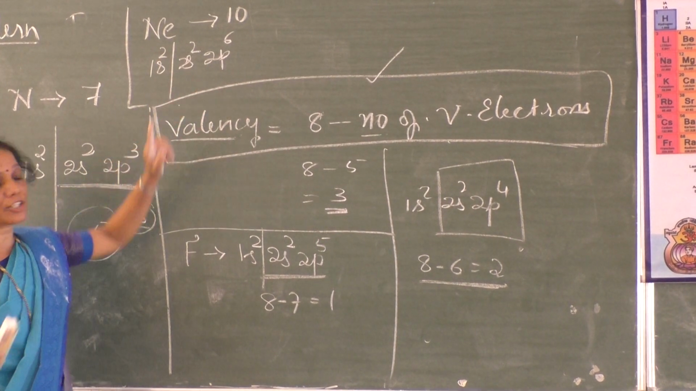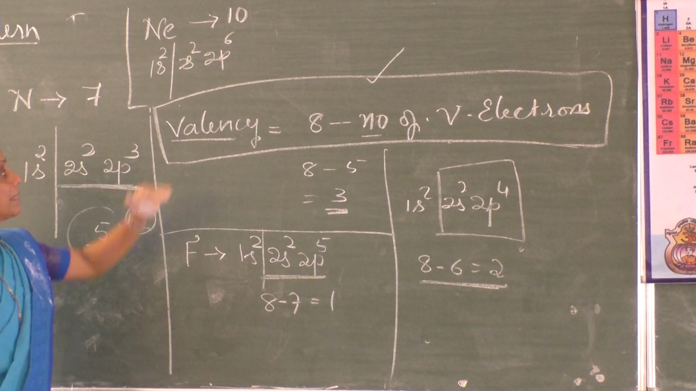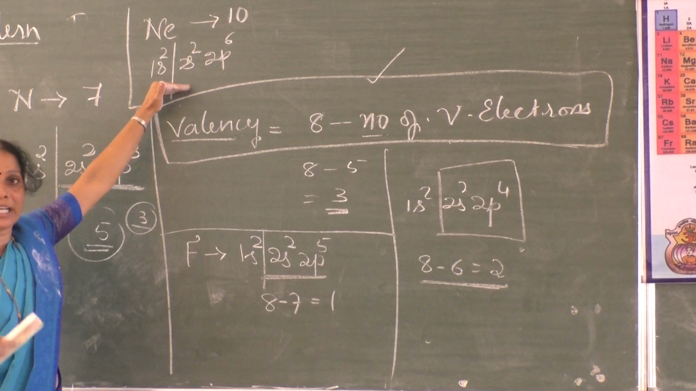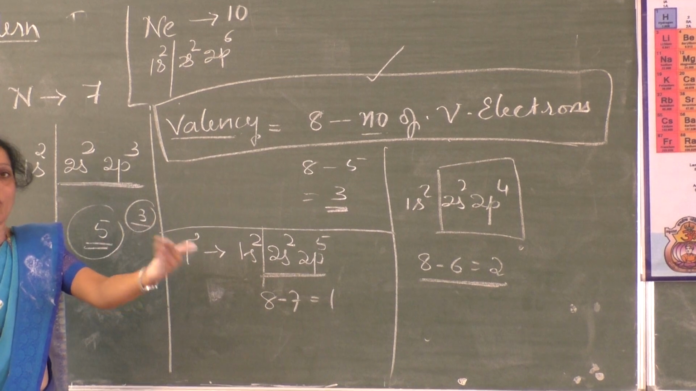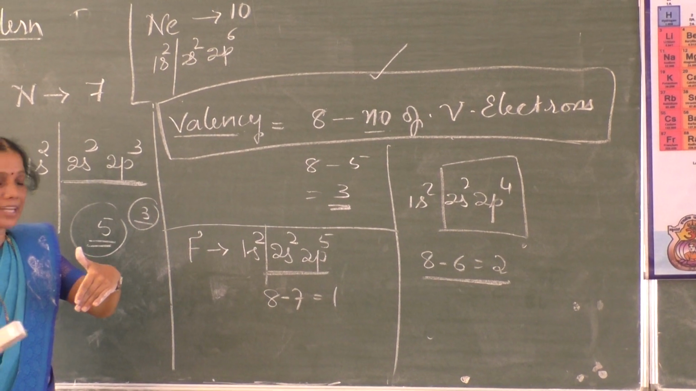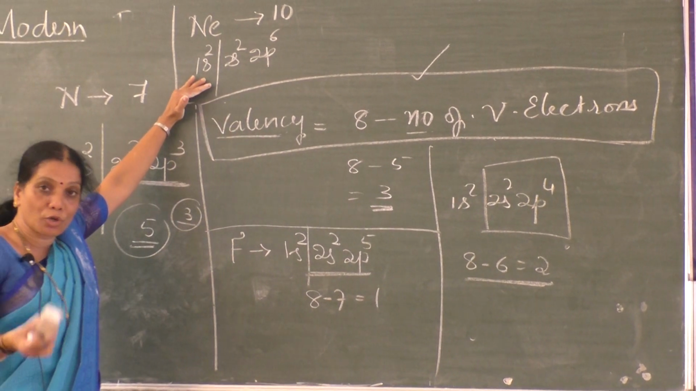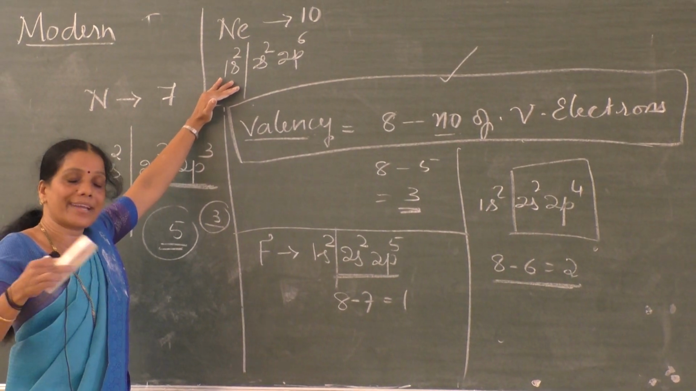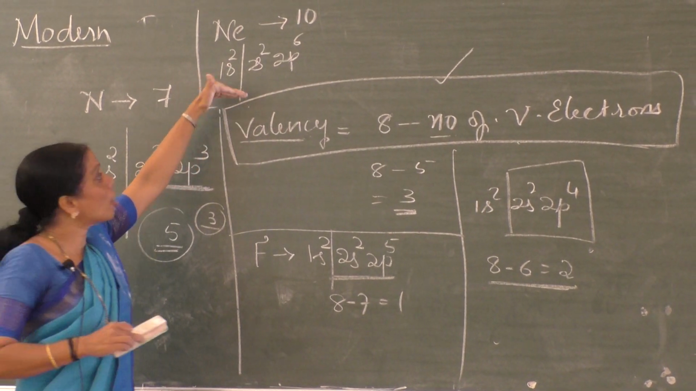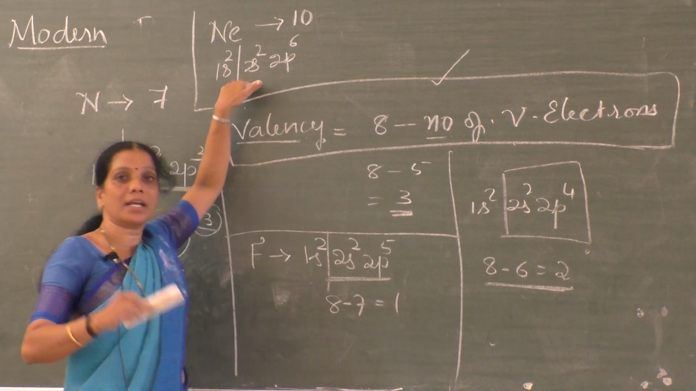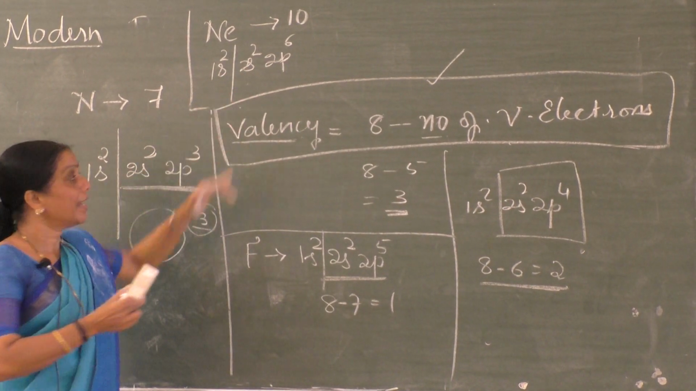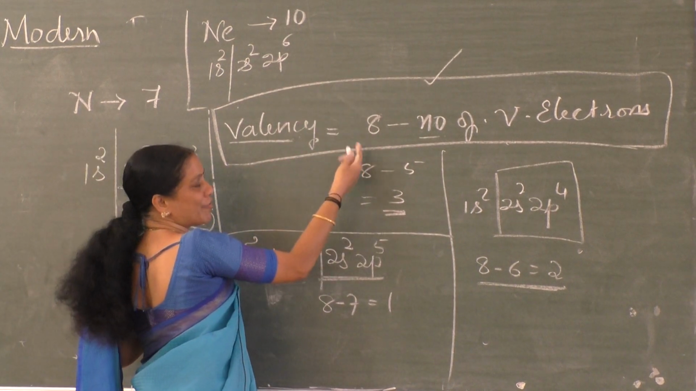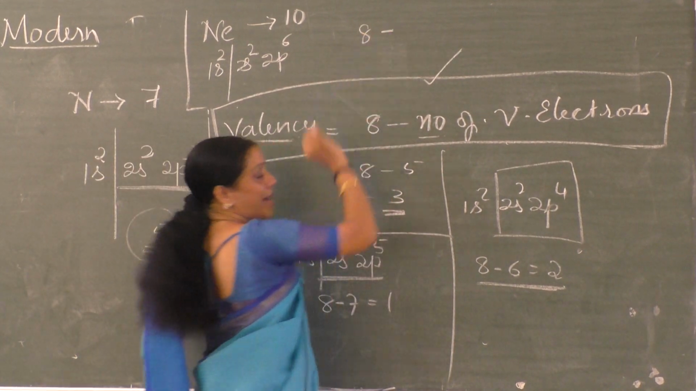Just observe the valence electrons here. How many valence electrons are there? 8. That means it is already in which state? Octet state. Is it ready to donate its electron or gain extra electrons? No, because it is already in a highly stable state, which is called the octet state.